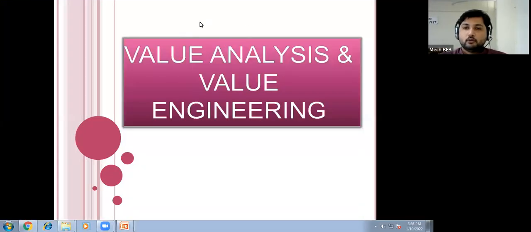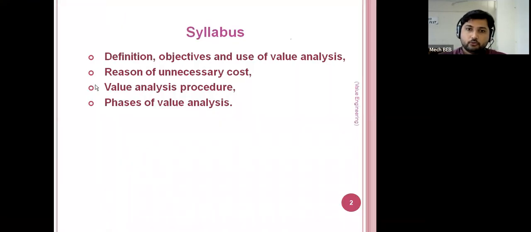Okay, so in this lecture, we are going to deal with a new concept and a new chapter, that is value analysis and value engineering. First of all, we try to understand what syllabus we are going to deal with under this chapter. The syllabus: definition, objectives, and use of value analysis, then reasons for unnecessary cost, then value analysis procedure, then phases of value analysis. These concepts we are going to learn in this particular chapter, value analysis and value engineering.